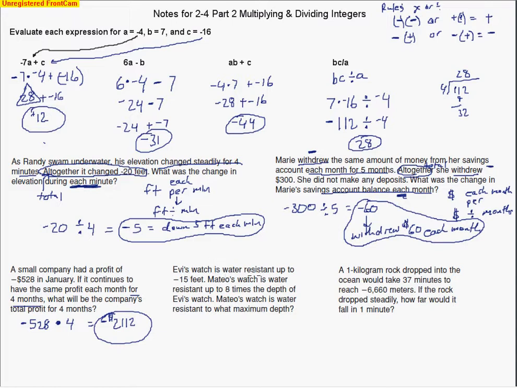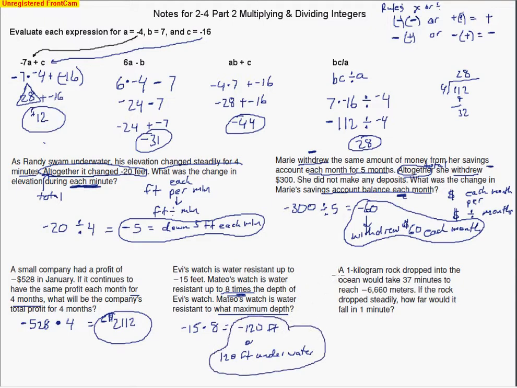Eva's watch is water resistant up to -15 feet. Mateo's watch is water resistant up to 8 times. Well, that kind of gives it away what we're supposed to do, because then they're going to say it's resistant up to 8 times the depth of Eva's watch, but Mateo's watch, they're asking what Mateo's watch is water resistant to what maximum depth? Well, 8 times further, so that's what we're going to do. We're going to end up multiplying -15 times 8, which ends up making a -120 feet. Or we could say that the watch could go 120 feet under water. Either way would be fine.